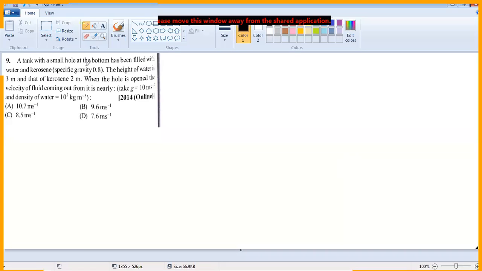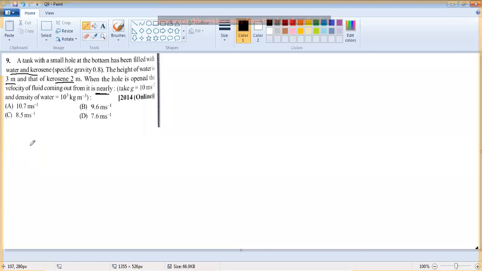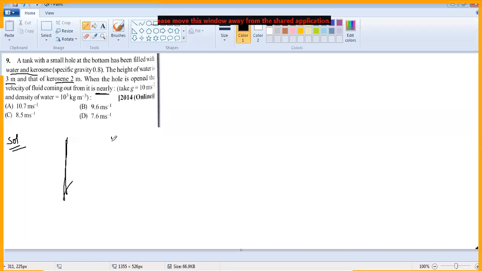A tank with a small hole at the bottom has been filled with water and kerosene. The height of the water is 3 meters and the kerosene is 2 meters. When the hole is opened, the velocity of the fluid is nearly what? This is the same concept of speed of efflux, but till now we discussed the speed of efflux with a single liquid. Here it is a combination of two liquids, but even though, we can exactly apply Bernoulli's principle.